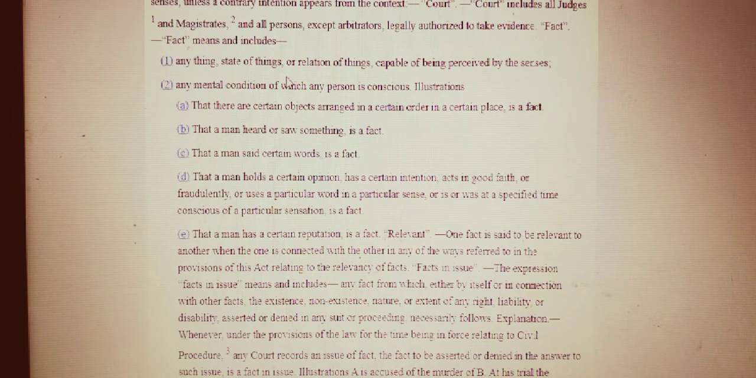See, subsection 2 is any mental condition of which any person is conscious. See, there are two types of mental conditions.